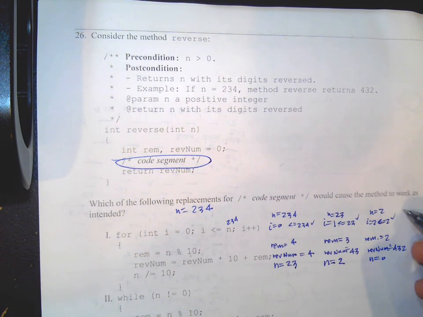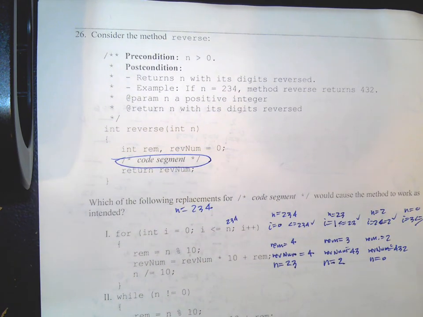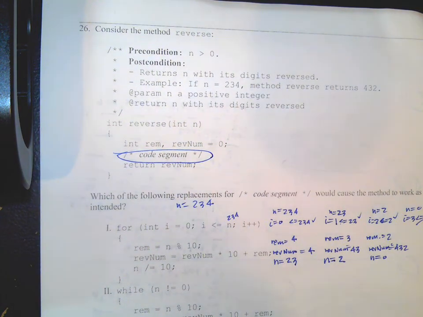You go back at the top, n equals 0. i equals 3 is less than or equal to 0. Nope, we're done. Now that one seemed to work. That one did reverse them, you know.